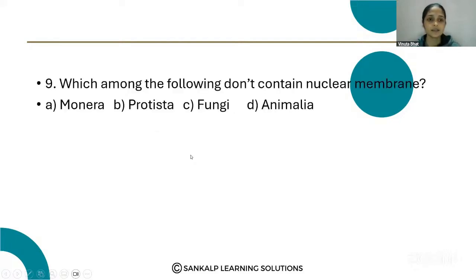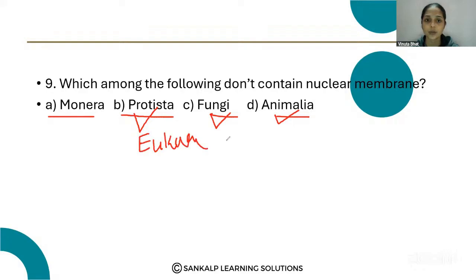Next one. Which among the following doesn't contain a nuclear membrane? Option A Monera, option B Protista, fungi, Animalia. Animalia contain a well-defined nuclear membrane. Fungi also contain the nuclear membrane. Protista also contain the nuclear membrane. Hence, they are called eukaryotes. But Monera does not contain the nuclear membrane.